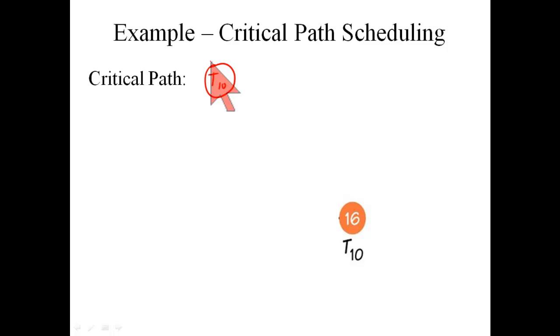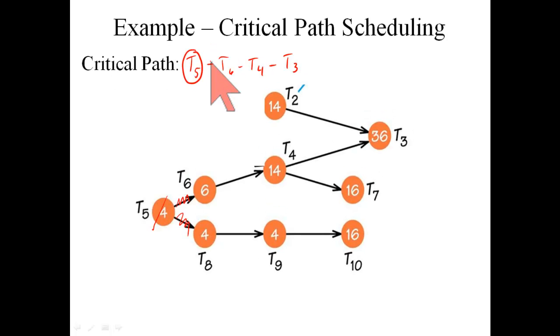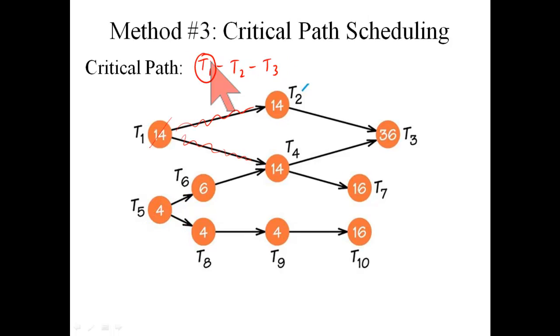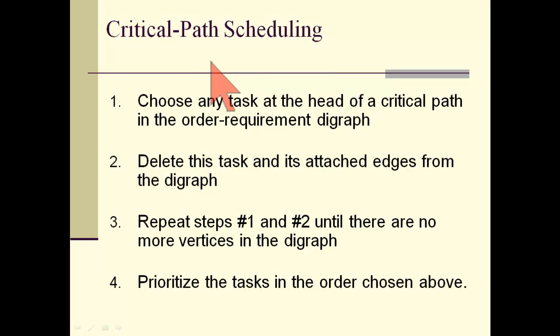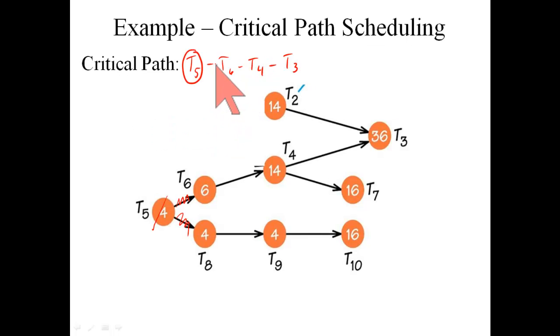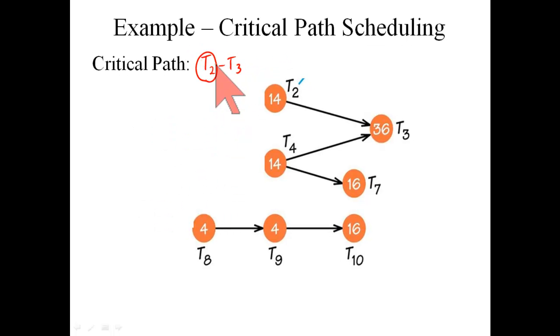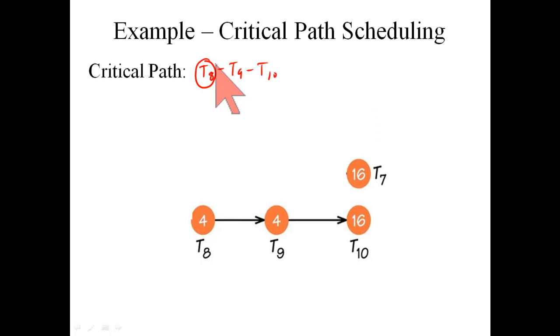Okay, now we've gone through the sequence of steps 1, step 2, and the algorithm said prioritize the tasks in the order chosen above. So I go through and use the tasks circled in the order in which I circled them. So task 1, 5, 6, 2, and so on in that order.